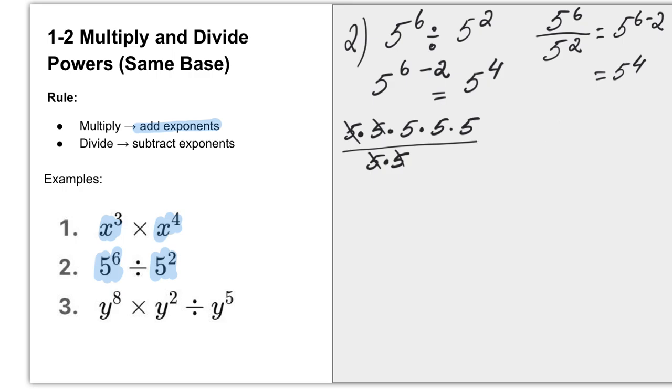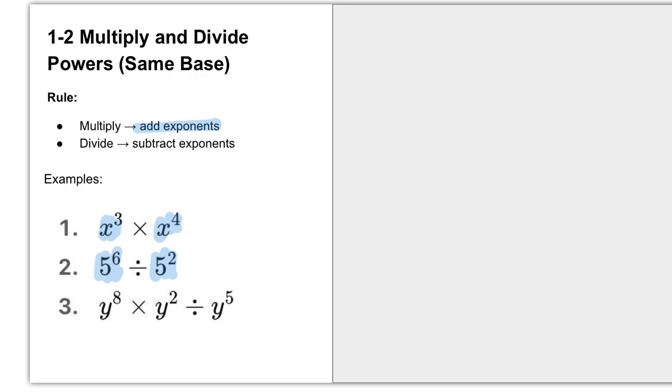Let's work on our third example. Y raised to the 8th power times y raised to the 2nd power divided by y raised to the 5th power. This seems a little bit more complex, but again, we're going to use our knowledge about the exponent rules. Multiplication means that we're adding the exponents. Then for division, we're going to subtract the exponents. Of course, we're going to follow the order of operations rule and start from left to right.